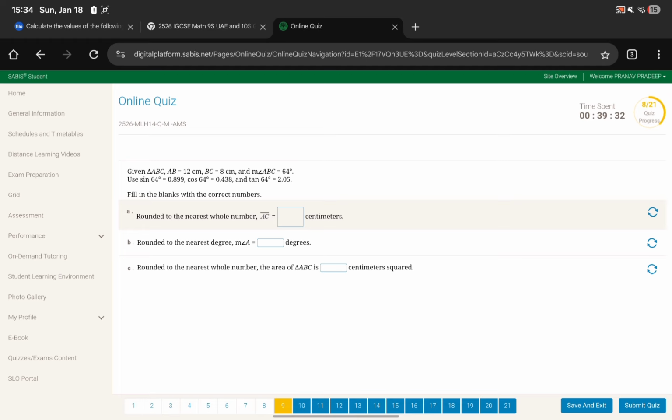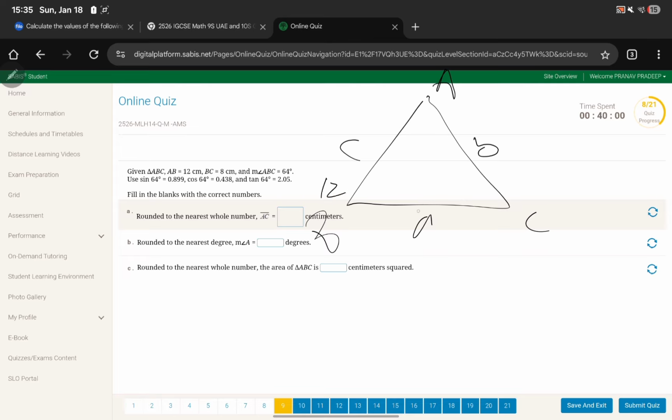Question 9. Whenever you get a question without a diagram, just draw it, because it's not that hard to draw either. Just draw a simple triangle and do ABC. And just put the values: AB equals 12, BC equals 8, and angle ABC equals 64.